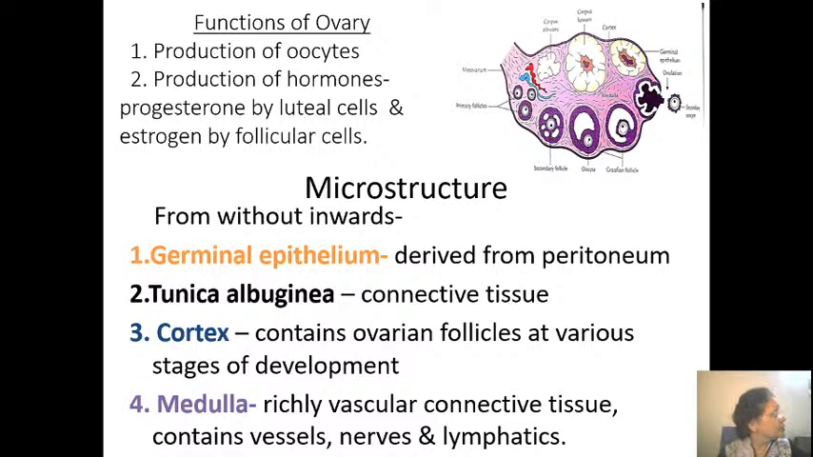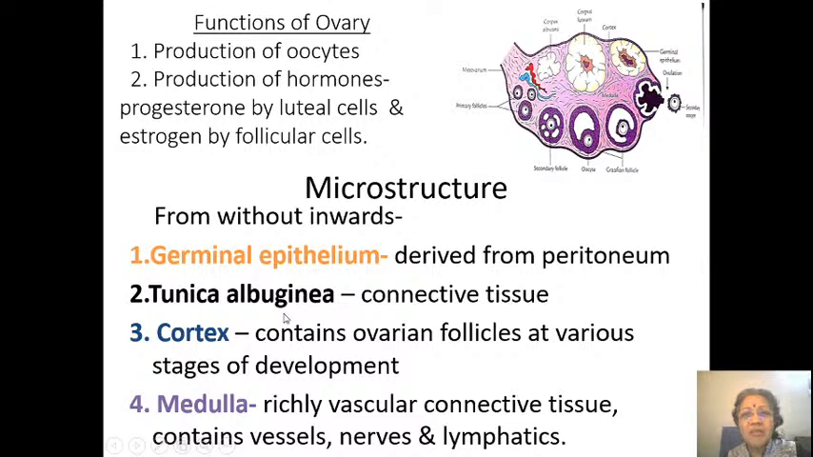Now let's get quickly to histology. I'll have to run through. So the production of oocytes and the production of hormones is the function of the ovary, and the microstructure is, on the surface, a layer called germinal epithelium, which is actually derived from the peritoneum. Till here, mesovarium is peritoneum, right? So from here onwards, there is a single layer of cuboidal cells on the outer surface of the ovary, which is called germinal epithelium, but this is a misnomer because it does not give rise to the germ cell producing cells. It is just a single layered epithelium, derivative of the peritoneum.